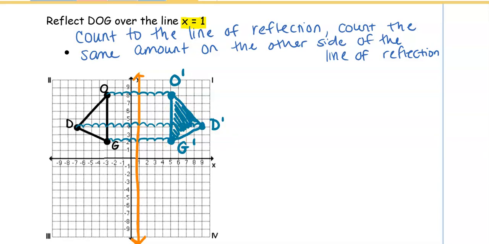Don't forget that it is important for the notation. We've got capital D, O, and G. That's the original. I know that this one is my image because of G prime, D prime, and O prime. So that's one kind of reflection. If you are reflecting over a vertical or a horizontal line, that's the way that you would do it. You would count to the line of reflection and then count the same amount on the other side.